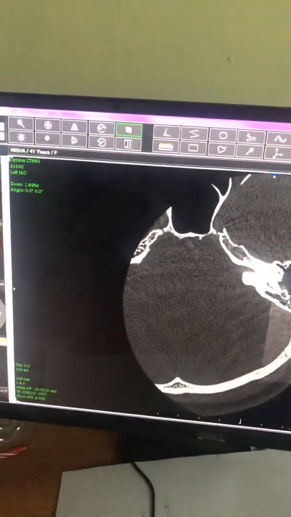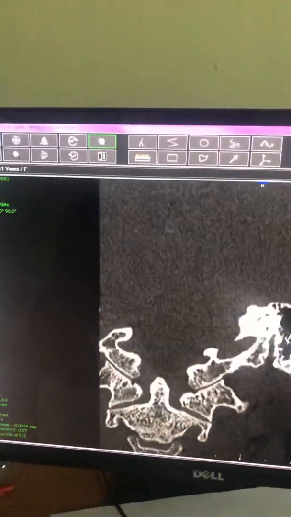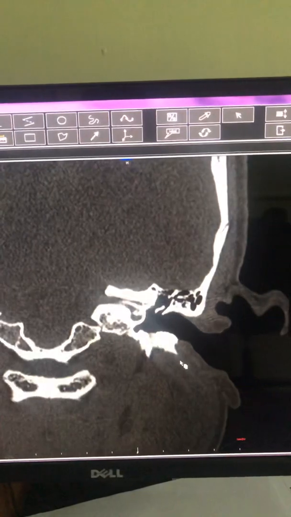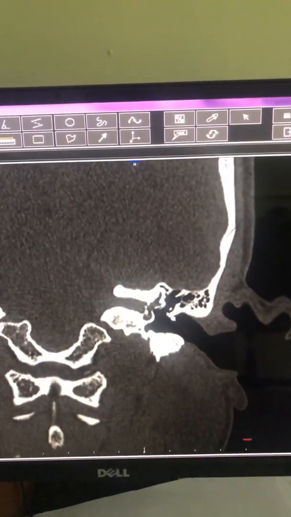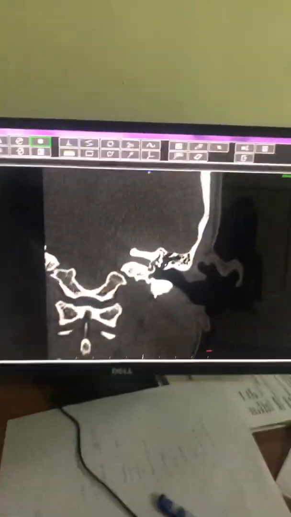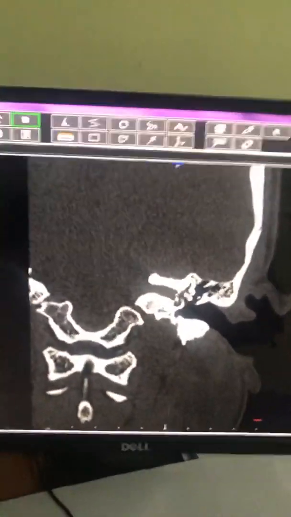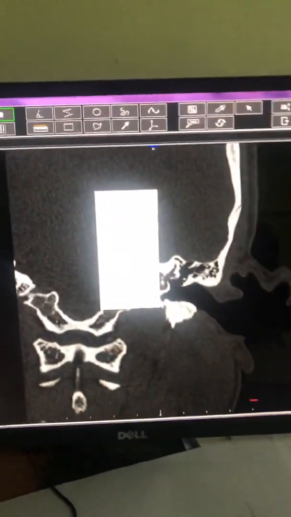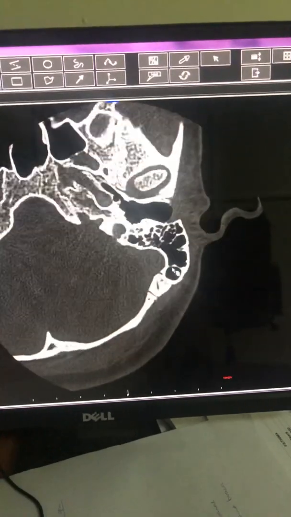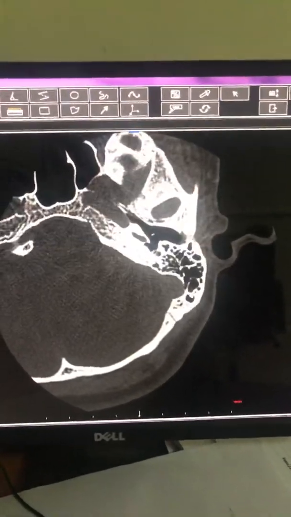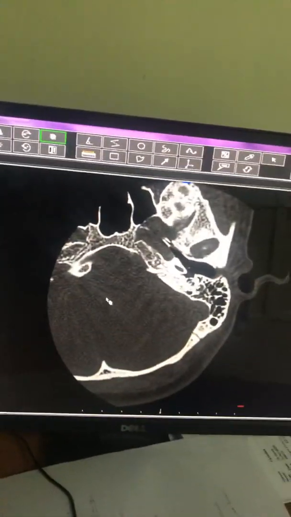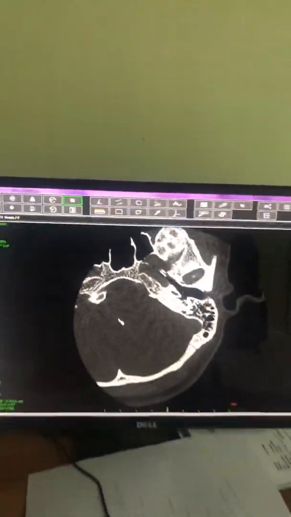Even in the coronal images, something more you can see is some part of the oval window, clearly. Just complete it by looking at the mastoid air cells, to see any soft tissue involvement, mastoiditis or any erosion, and also by looking at the rest of the brain parenchyma to see any obvious lesion. Hope it was useful.